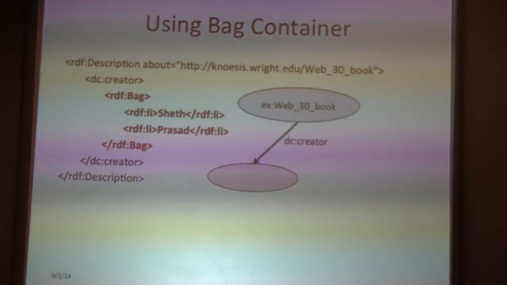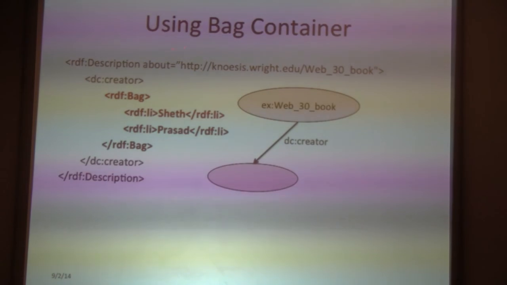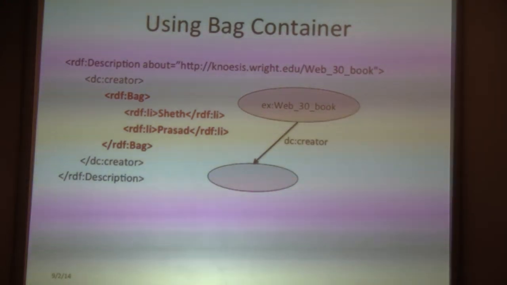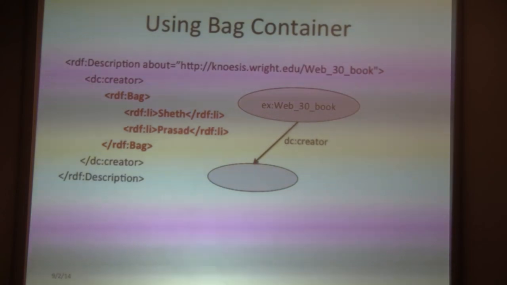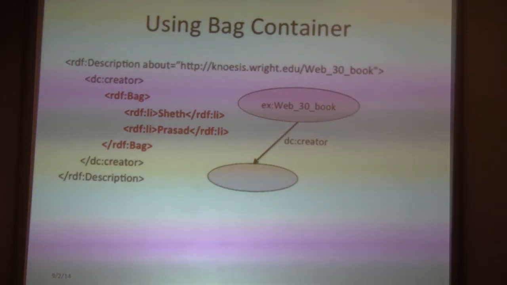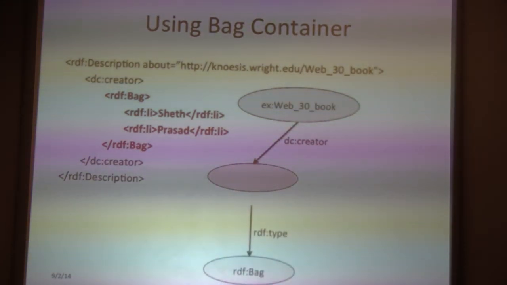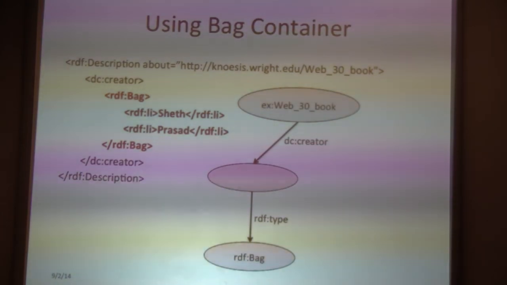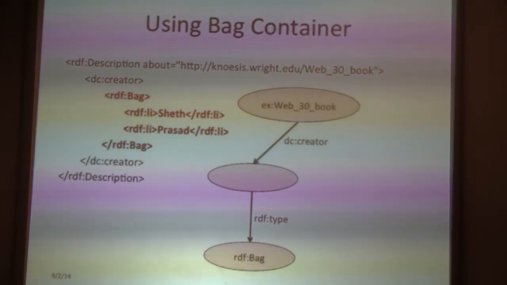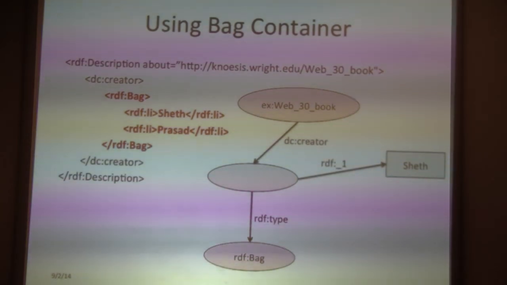And we create another predicate called DC creator. So in the whole RDF/XML block, we are going to express the statement saying that this Web3.0 book has two creators, Dr. Shen and Dr. Person. We start with the subject, the Web3.0 book, whose creator is a blank node, because we don't know what it is called. Because we say it is a container, and in this case it's a bag, the order is not important, it's just a set of unordered items. And here come the two creators.